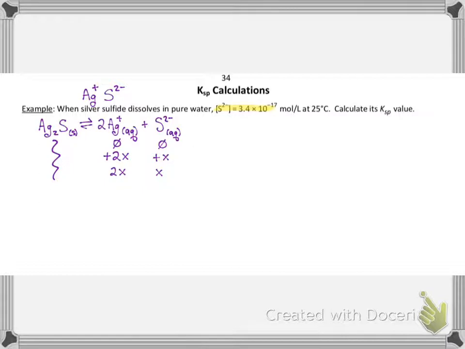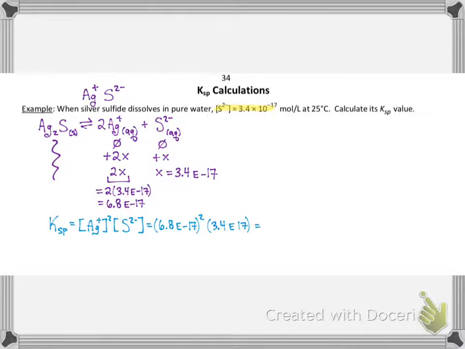Well, if that's the concentration of the sulfide ion, hey look, that must be the value for x. Since I know what x is equal to, it's really easy to solve for the concentration of Ag+, because it's just 2 times x. So now, when we want to solve for KSP, we just need to write our KSP expression and plug in our known concentrations. Remember, we had to square the concentration of our silver cation, and then multiply that times the concentration of our sulfide anion. And so that gets us a really tiny number. So that's our equilibrium constant for when we dissolve silver sulfide in water.